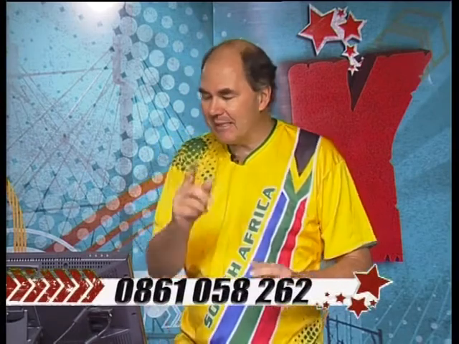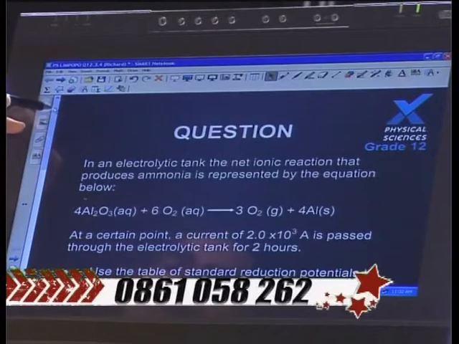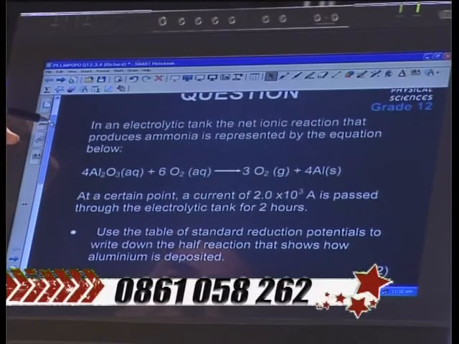Now, we've got a caller that has phoned in with a question from the Limpopo prelim. We didn't have a copy of this prelim, so we've just taken it down on the phone. So I hope we've got all the detail left. But let's have a look at what we've got so far, because it's an interesting question. And we're getting Richard on the line, and we'll speak to him in a short time.